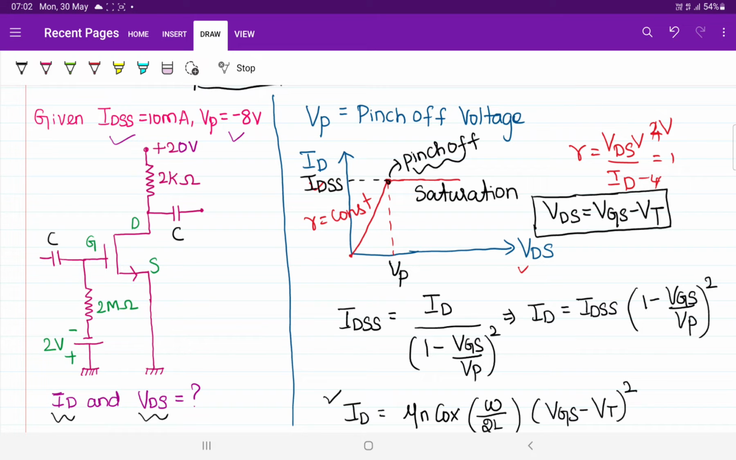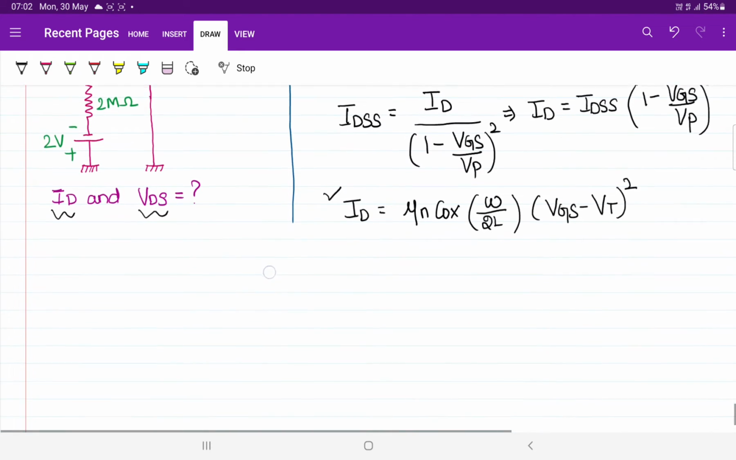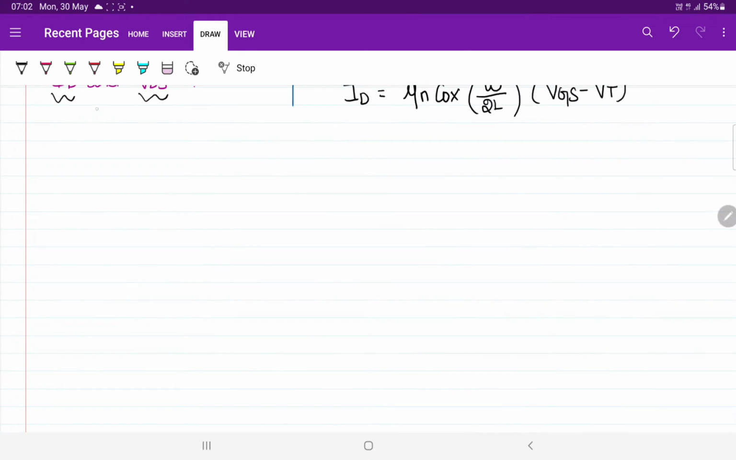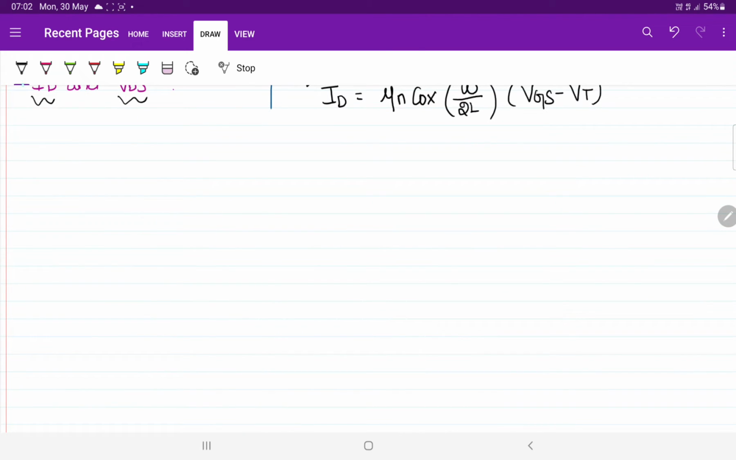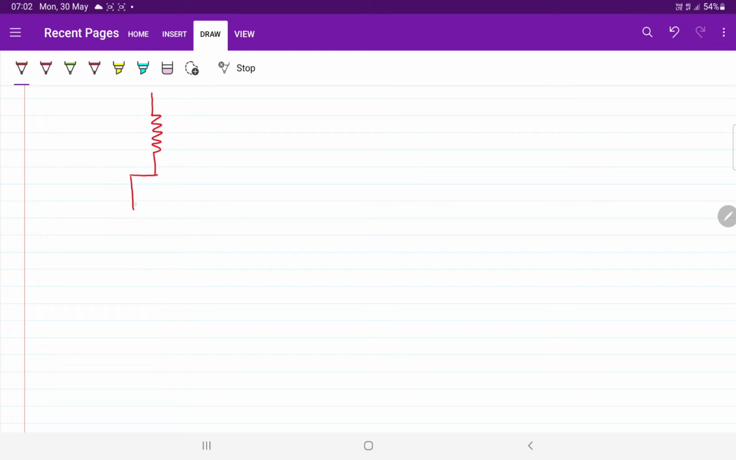So next, it's time to solve the problem. Okay sir, if the capacitors get open circuited, then how can we redraw the circuit? It is your responsibility to take the circuit and redraw it. Okay, fine sir. If the capacitors are open circuited, I am just redrawing the circuit. It will be like this.